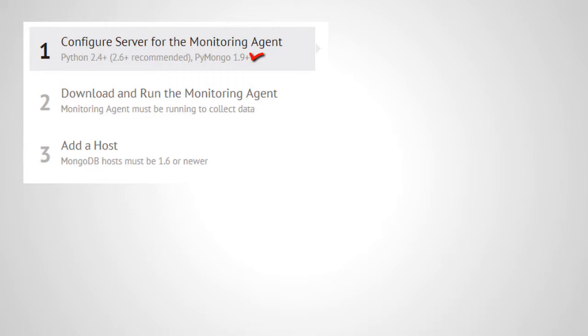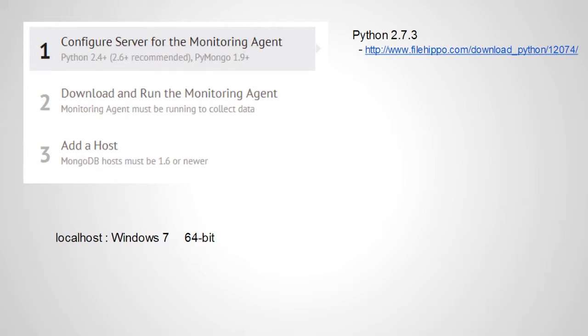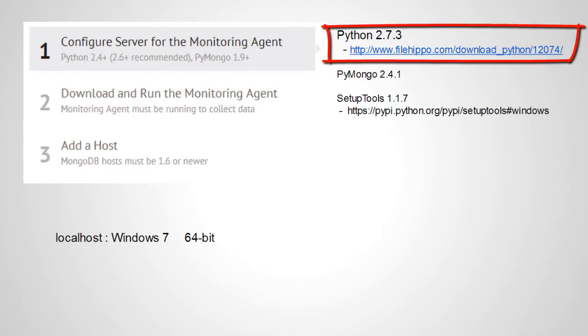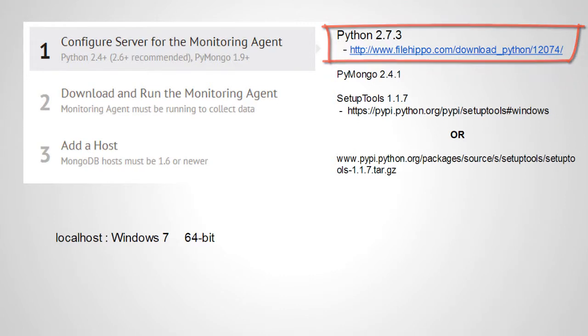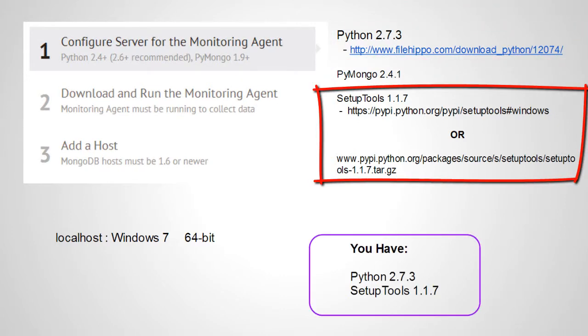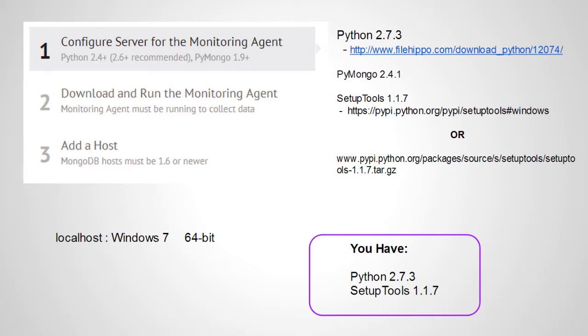For that you need to have Python and PyMongo. Well, PyMongo is a Python driver for MongoDB. We will be installing it on a Windows 7 PC, which is 64-bit, and on our localhost. You could find Python 2.7.3 at the given link. To install PyMongo easily, you need setup tools, and you could download that with any of these links. So hope you already have downloaded Python and setup tools.